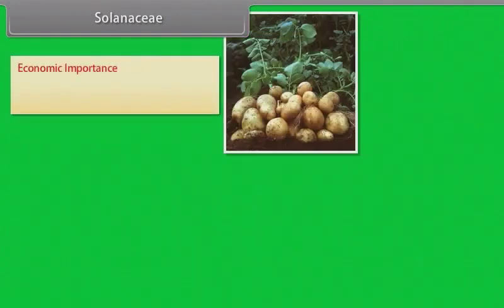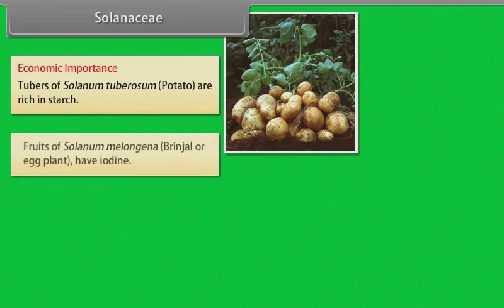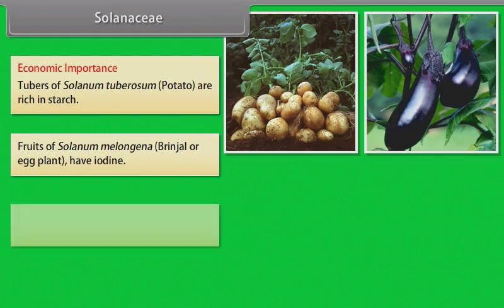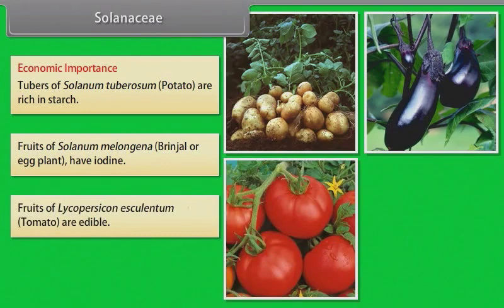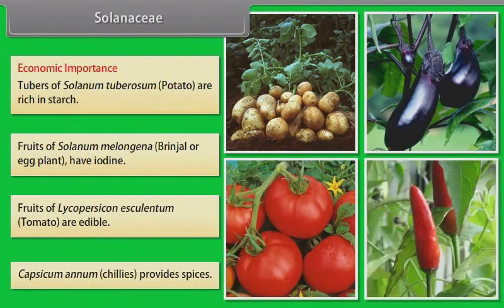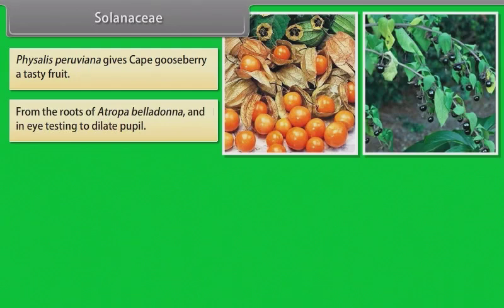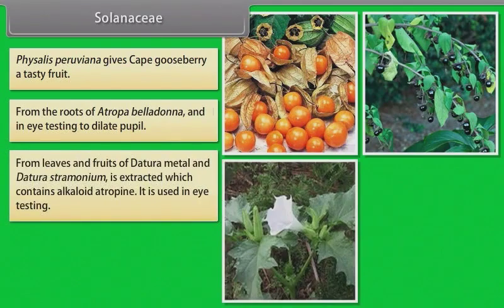Economic importance. Tubers of Solanum tuberosum, potato, are rich in starch. Fruits of Solanum melongena, brinjal or eggplant, are edible. Fruits of Lycopersicon esculentum, tomato, are edible. Capsicum annuum, chilies, provide spices. Physalis peruviana gives Cape gooseberry, a tasty fruit. From the roots of Atropa belladonna, atropine is obtained, used in eye testing to dilate the pupil. From leaves and fruits of Datura metel and Datura stramonium, the alkaloid atropine is extracted. It is used in eye testing.